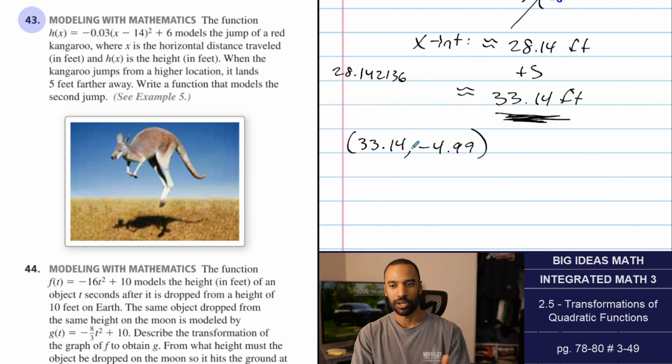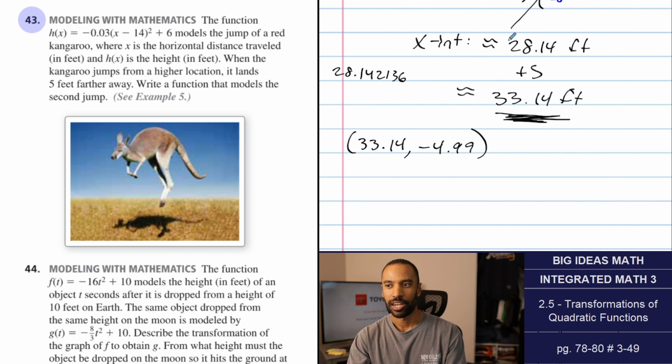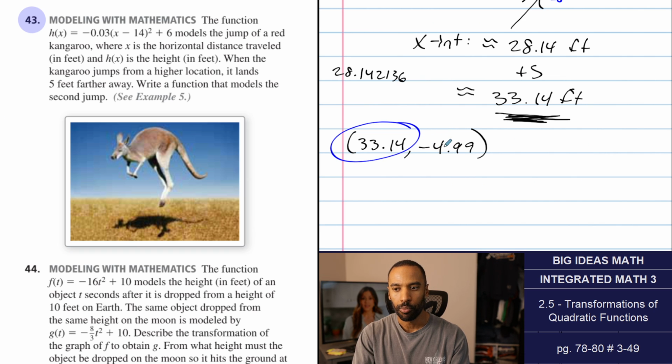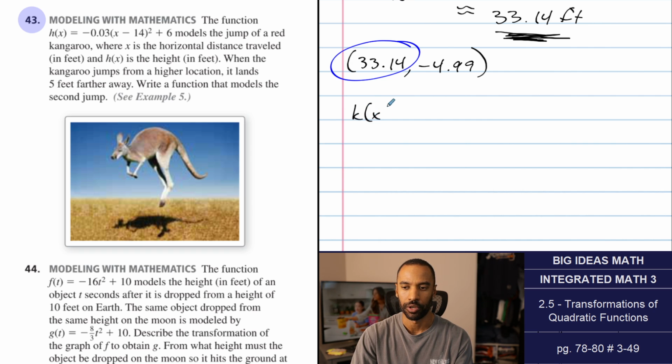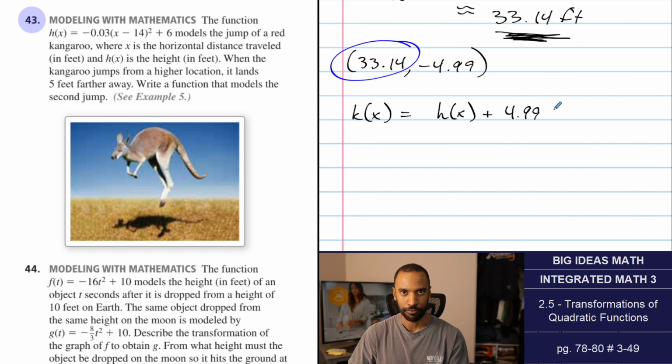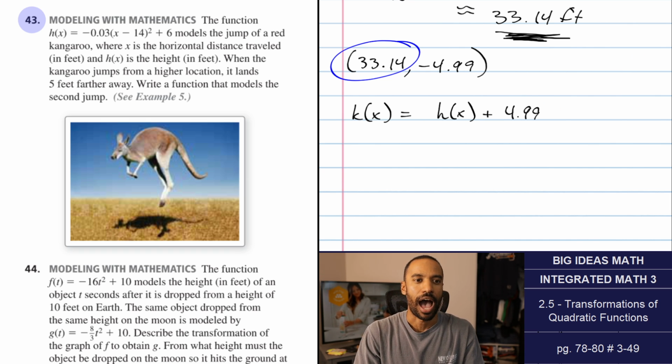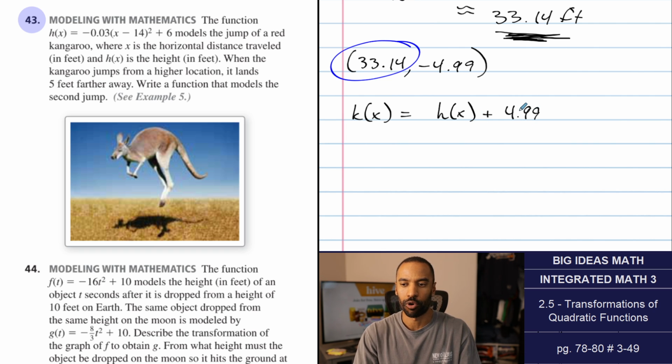That means here's that ordered pair. For us to land on this point, we need to shift upward 4.99 units. So our new function, that was h of x, we'll call this one k of x for kangaroo. K of x needs to take h of x and add 4.99 to it, right? It needs to add 5 feet. So that's the idea. I'm sure when it comes to an answer key, they're literally just going to say add the 5. I don't know that for sure, so I'm not going to do that, but that's the idea behind this. We're going to add 4.99 to this.